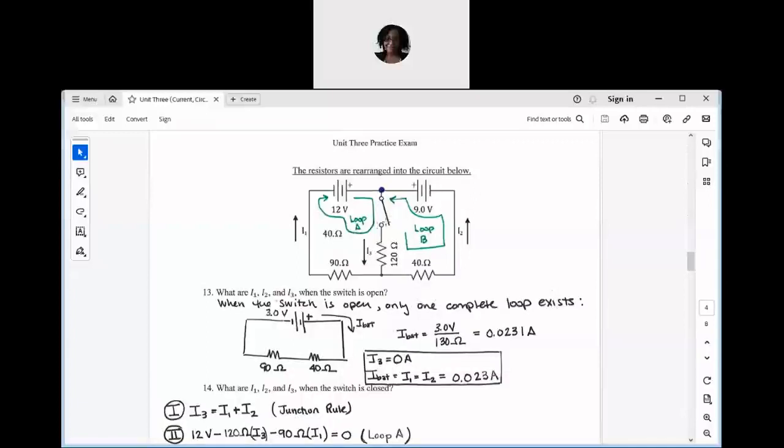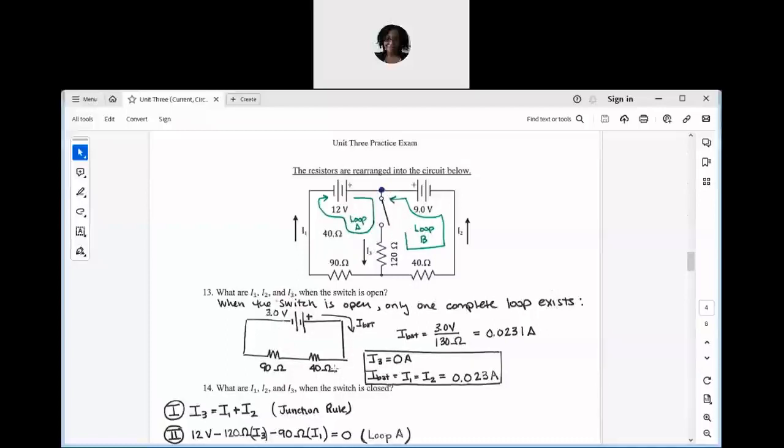So combining those is easy when the switch is open. I just have a 3 volt. So I can imagine replacing my 2 batteries with a single 3 volt battery, and again, just completely overlooking the 120 ohm resistor because there's no current when that switch is open.